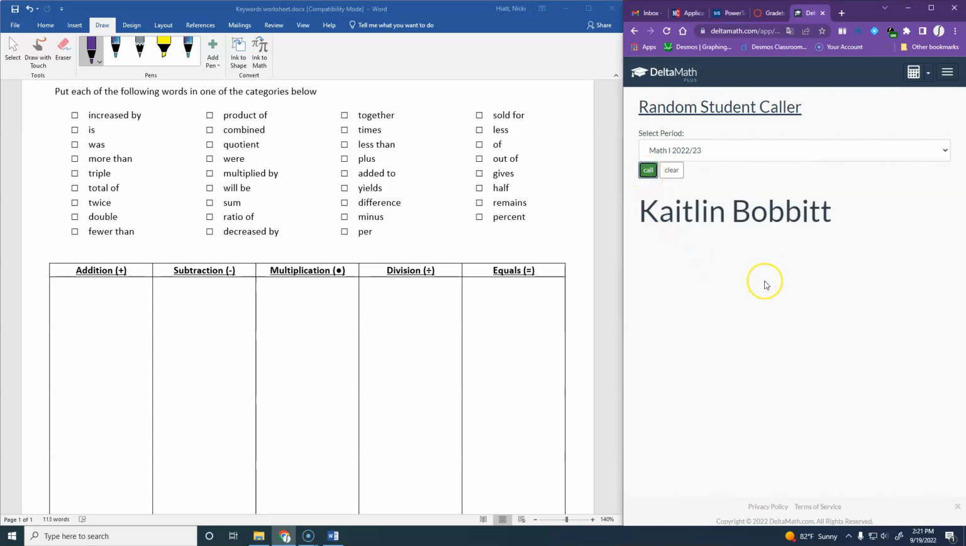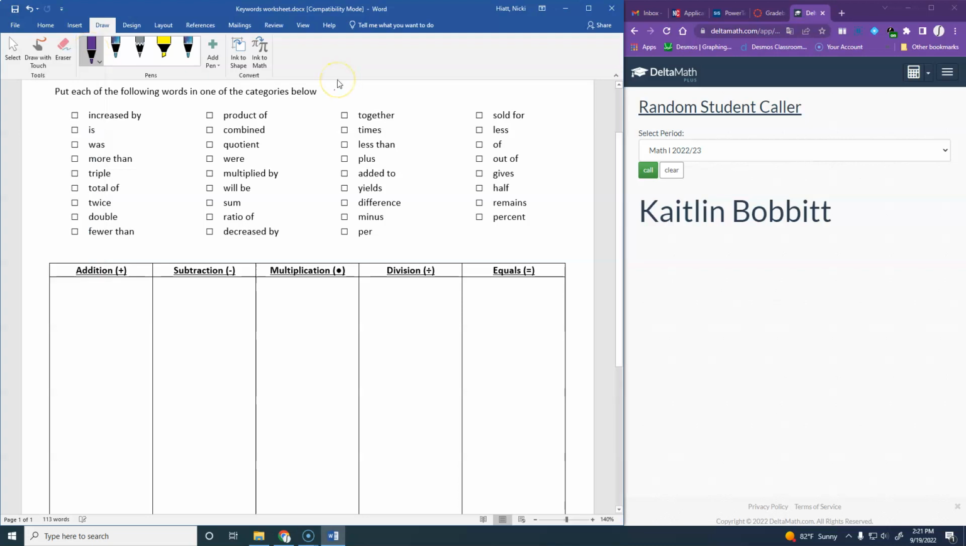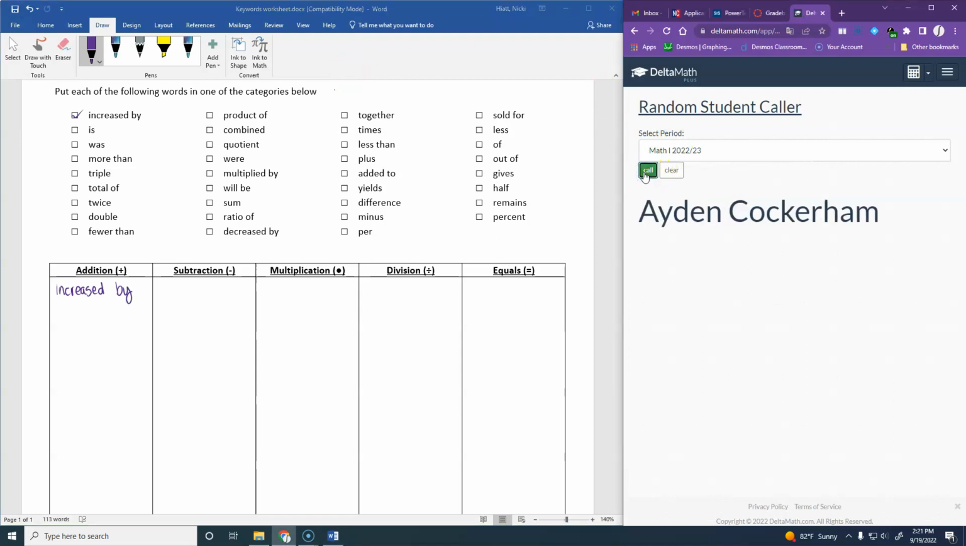All right. Caitlin, give me one word. Tell me where it goes. Okay. Increased by. In addition, I agree. All right. Aiden? Very good. Is goes in the equals column. And adjust yours as we go over these.